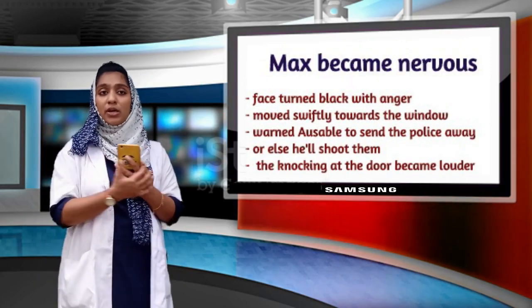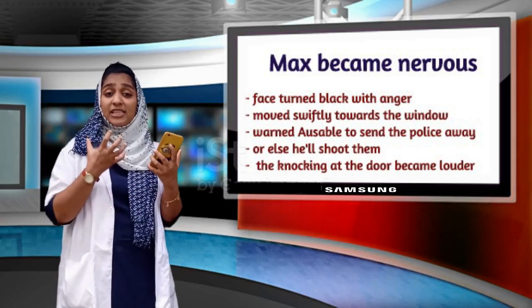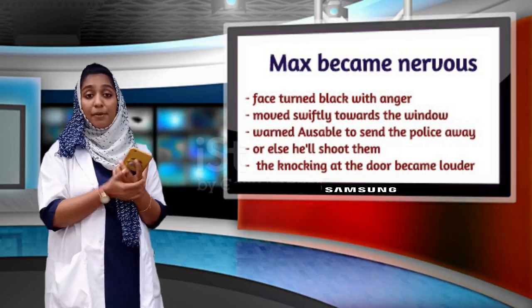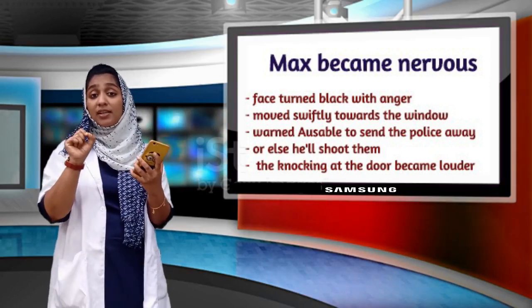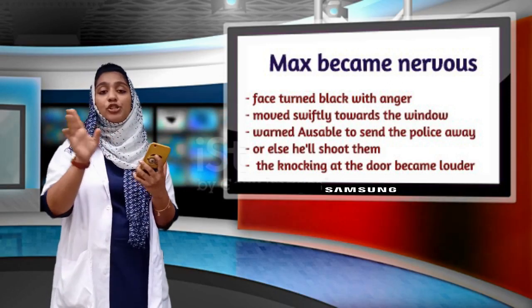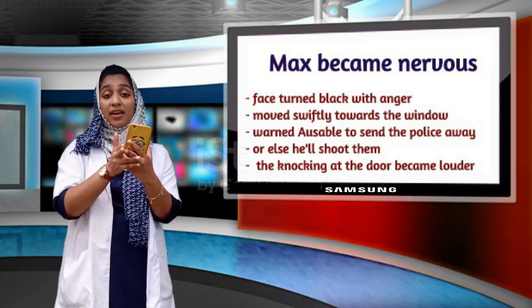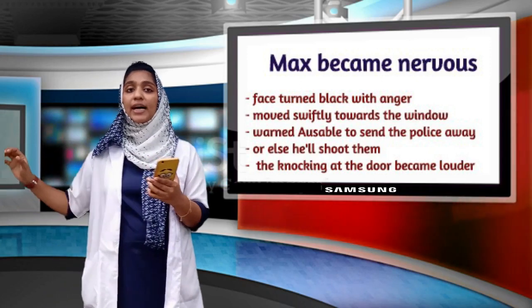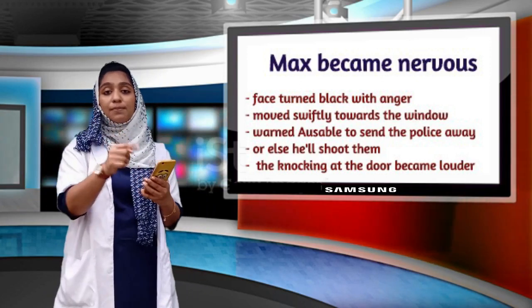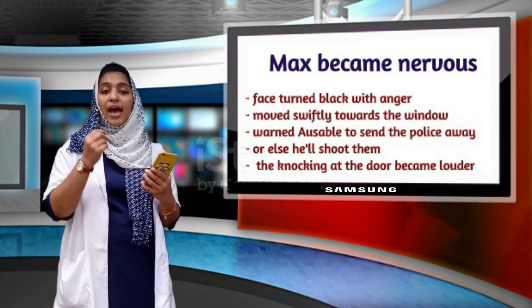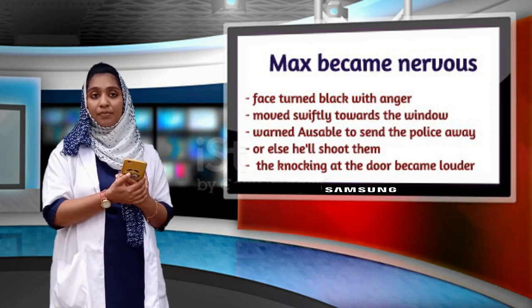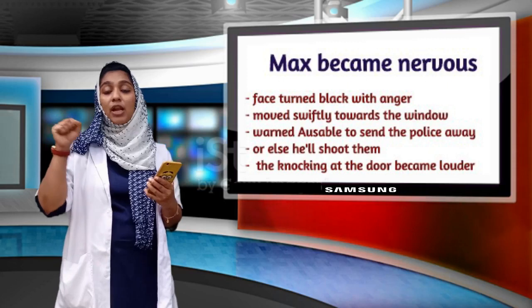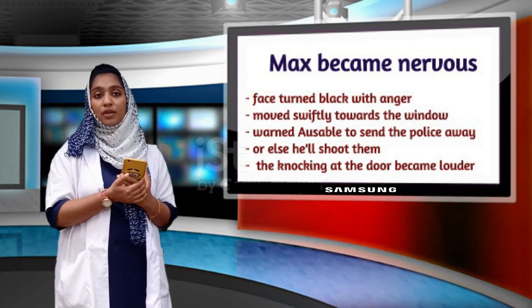Max became nervous. Max's face turned black with anger, because he knew that if the police came inside the room, they would surely shoot him, because he was standing there with a gun. Max moved swiftly towards that window. He warned Ausable to send the police away, or else he would shoot them. The knocking became louder and louder.